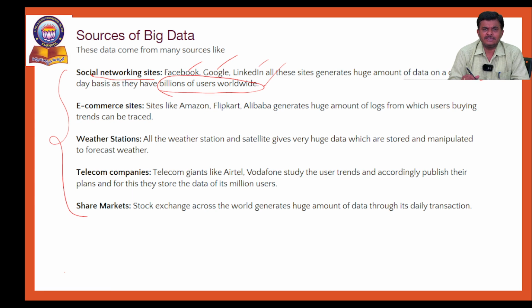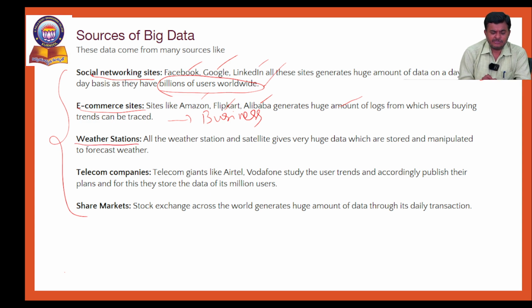Google means Google search. Next, e-commerce sites. Sites like Amazon, Flipkart, Alibaba generate a huge amount of logs from which users' buying trends can be traced. These help business improvement, because they help you analyze the customer patterns and you can take a decision to target specific customers to improve the business.